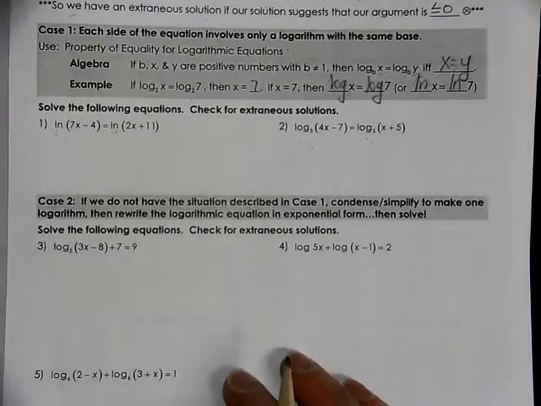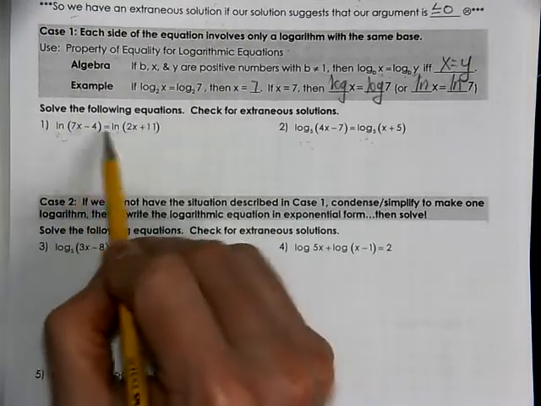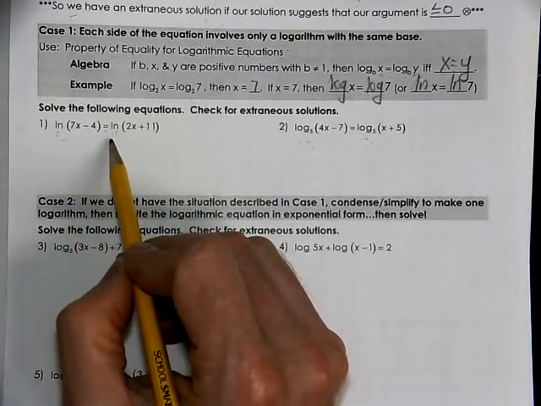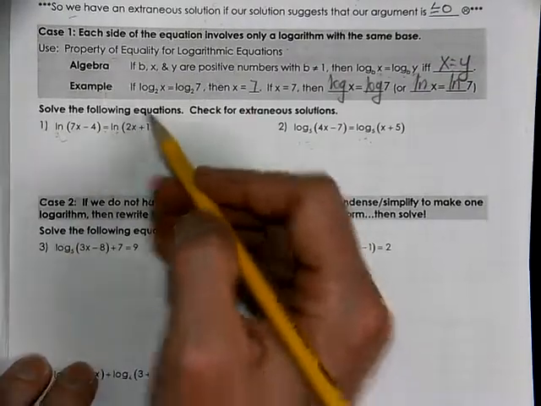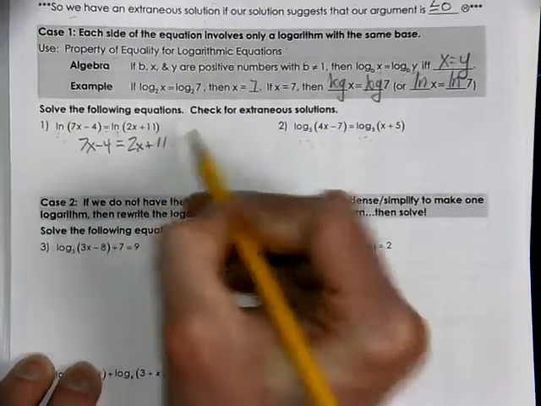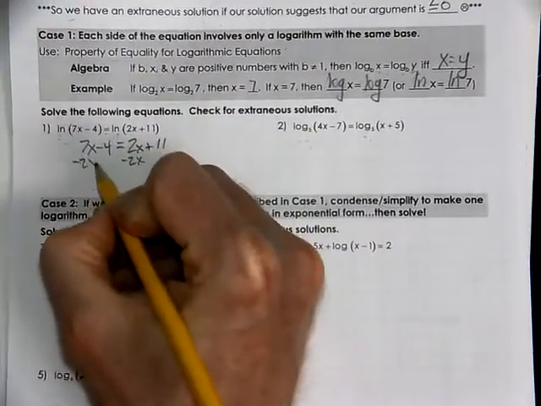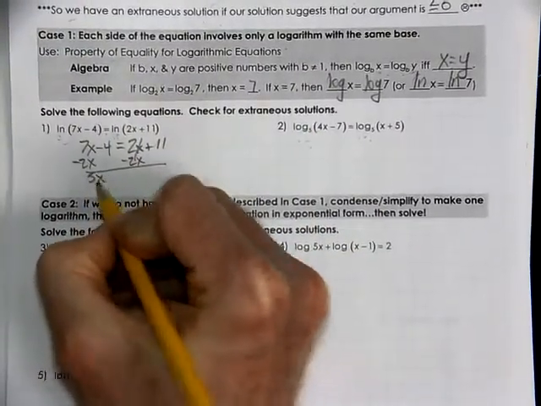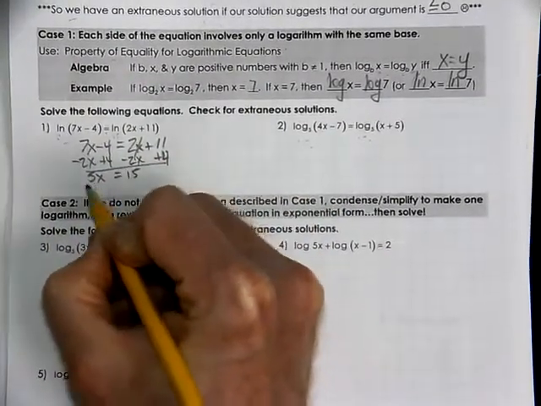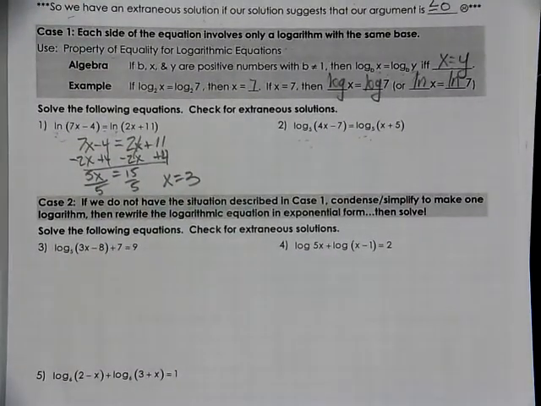So let's try some of these. Notice that we have an equal sign and a log on both sides. Natural log is just a logarithm with a base of e. They both have the same base, so we're going to set our two expressions equal to each other and solve for x. So we add 4 to get to 15, divide by 5, which gives us 3. So we have this answer of 3.